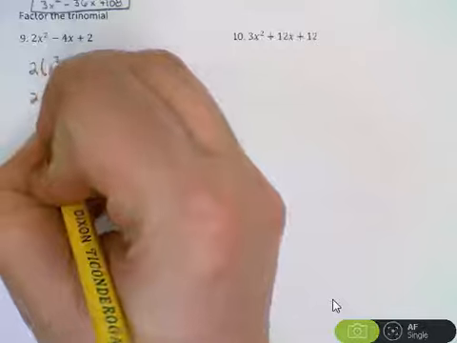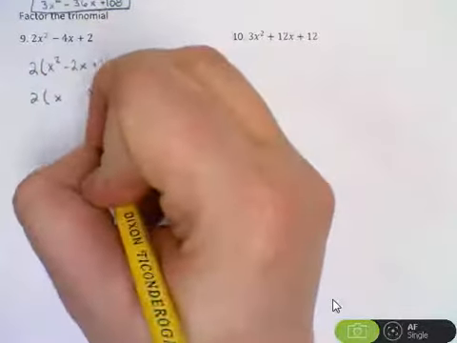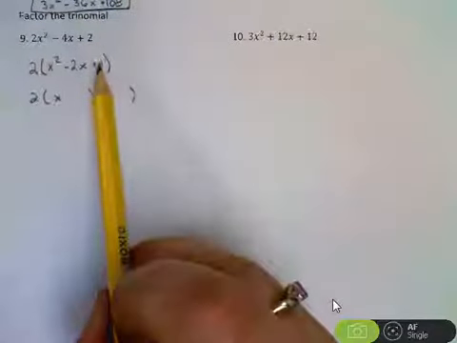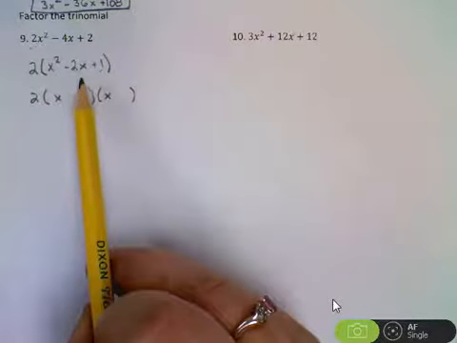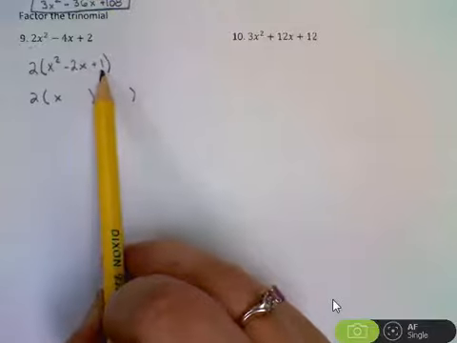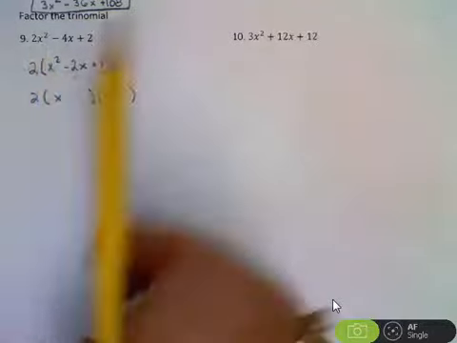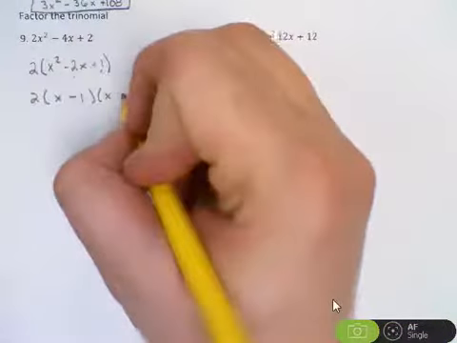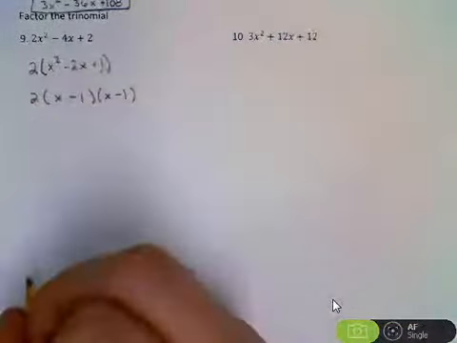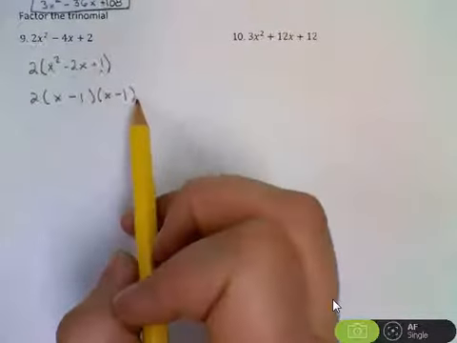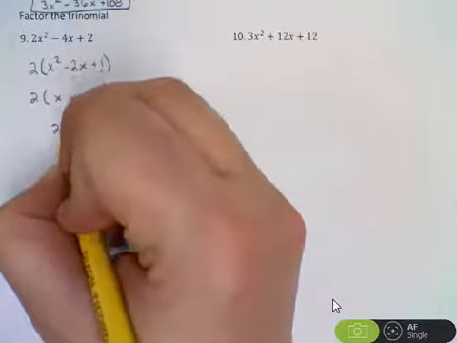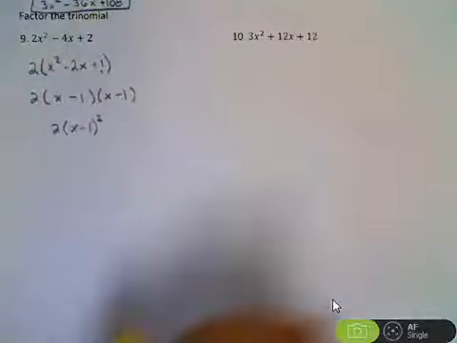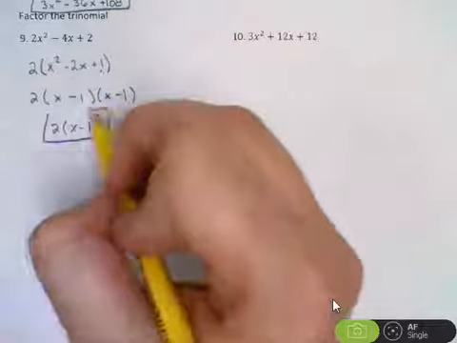So what you can think of is I know I'm going to end up with x times something, x, like this. I'm going to think of what are my factors of 1 that add up to negative 2. So what multiplies up to positive 1 but adds up to negative 2? Well, in my mind, I think negative 1 times negative 1 works, and they both add up to negative 2. So I get 2 times x minus 1 times x minus 1, which I can then write as 2 times x minus 1 squared, since I'm multiplying that by itself. So that's the first one.